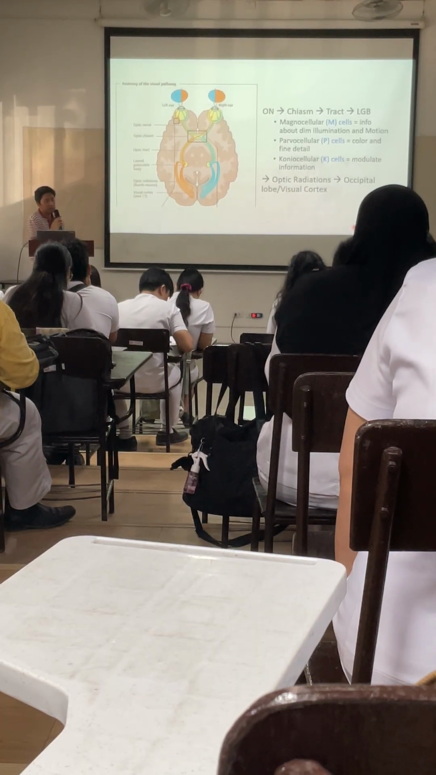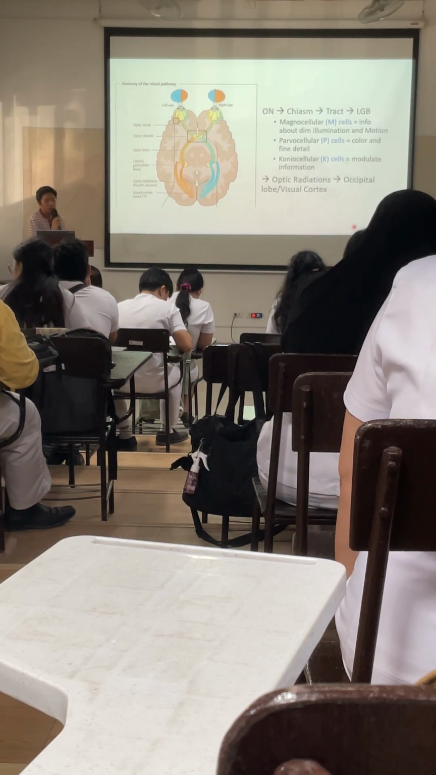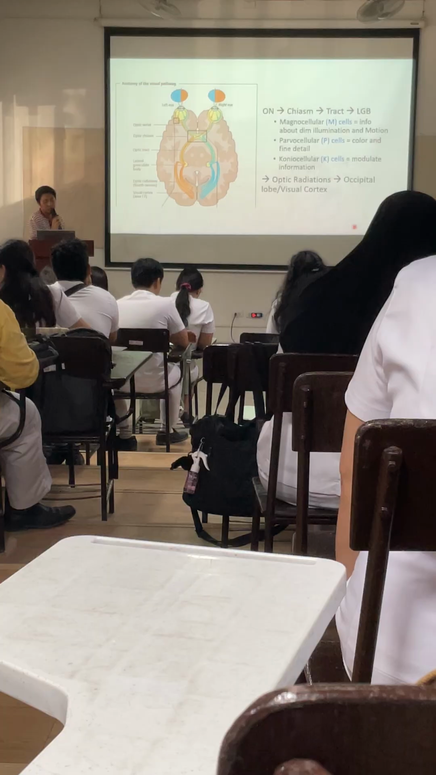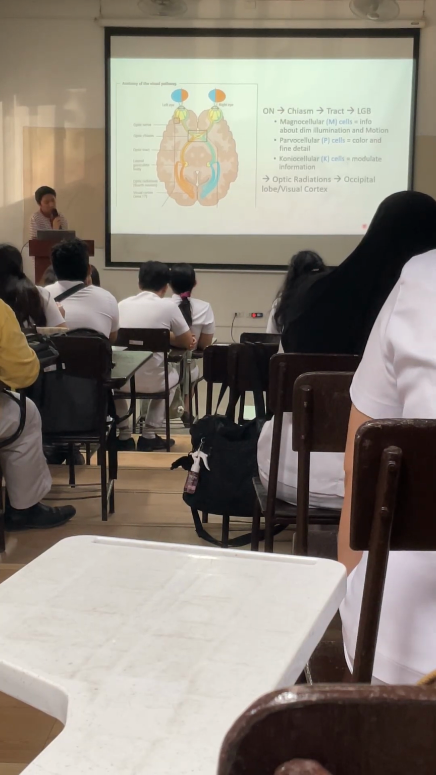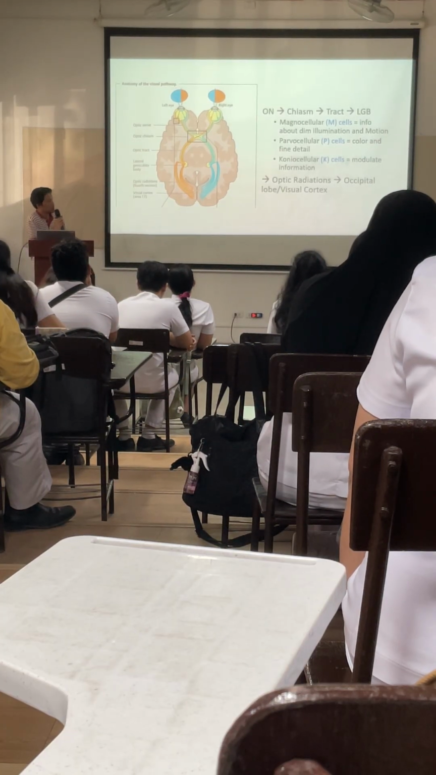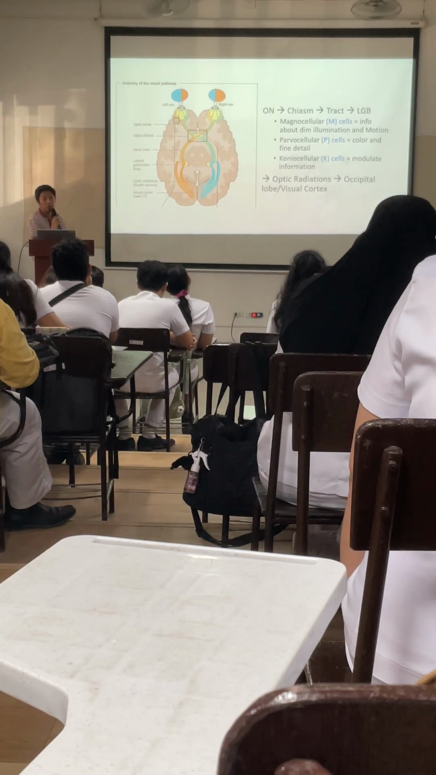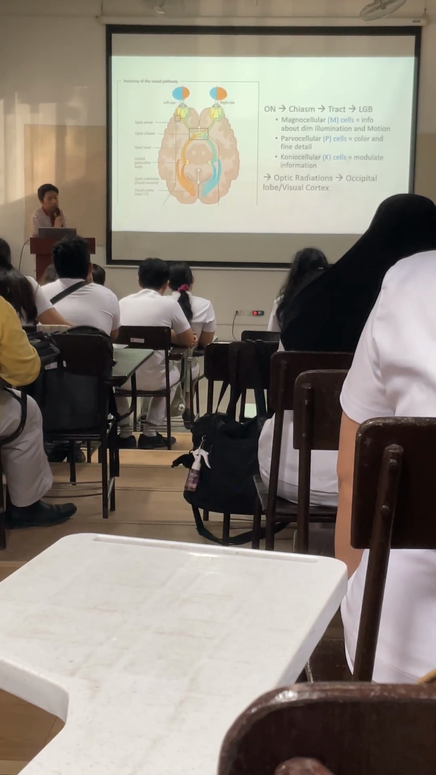So if you just memorize your M and P cells, M for motion, P for fine details and color, and your K cells will be for other information. So once it reaches your lateral geniculate body, it radiates your optic radiations, and eventually ends up at the occipital lobe, the very back part of your head, which contains your visual cortex.